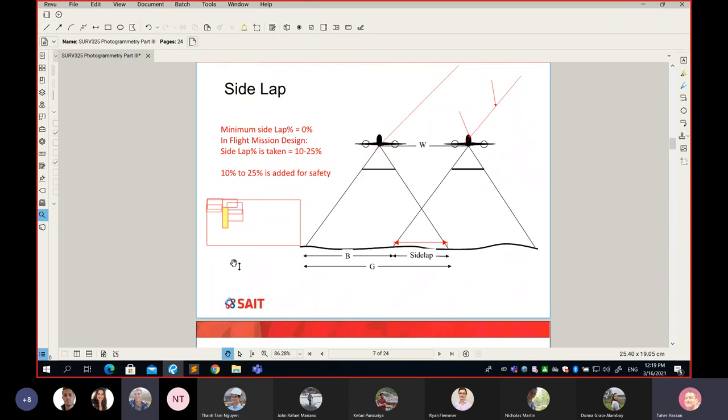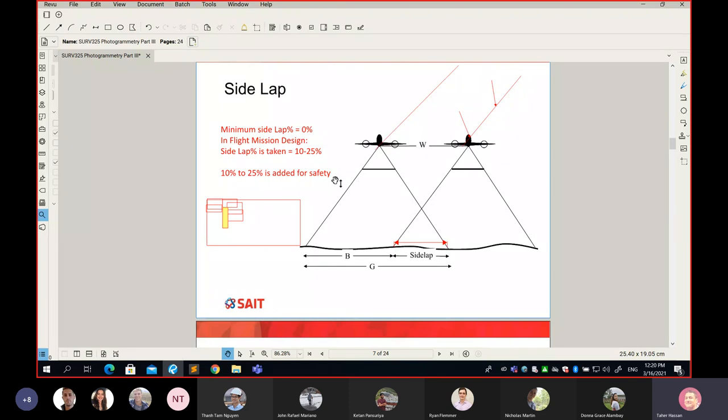No. And that's why, although the minimum side lap theoretically can be zero, again, we cannot use zero in my design. We need to have some factor of safety. And that's why the minimum factor of safety goes between 10 to 25%. If you add this to zero, which is your minimum for side lap, then finally your side lap minimum in your design should be 10 to 25%. All these parameters, we can set them on my app.